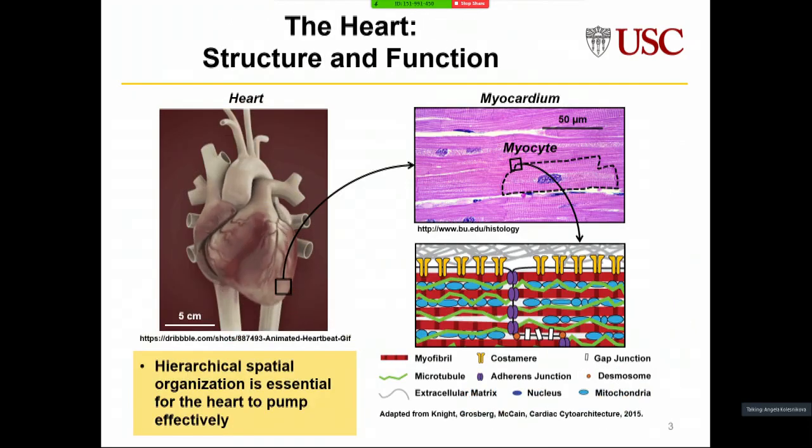All right, so my lab primarily studies the heart. Like all biological systems, there are really key structure-function relationships that span multiple spatial scales that are critical for the function of the heart. As we all know, the key function of the heart is to contract and pump blood. The main tissue that achieves that contractility is the myocardium.